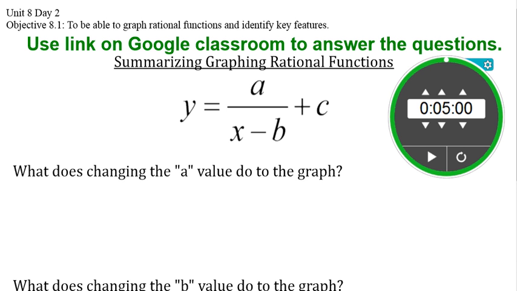Using the link on Google Classroom, adjust the sliders to see the impact that A, B, and C have on your function, and record your thoughts on your paper. Then you can resume this video and we'll compare our results and see what you noticed.